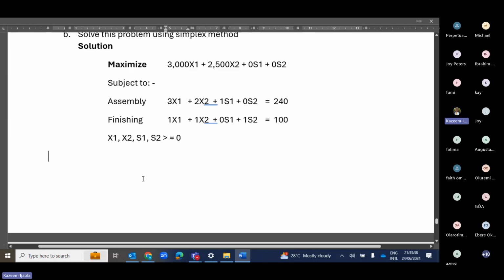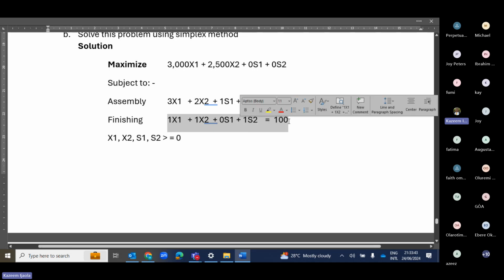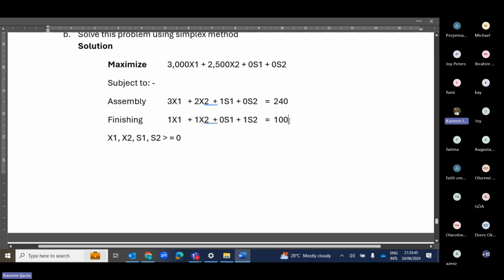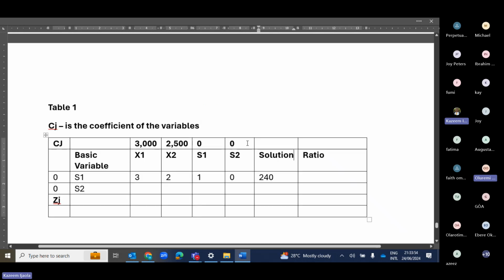Now, for S2, can somebody call out all the coefficients for me, fast, without wasting time? Somebody should call everything for me. 1, 1, 0, 1, 0, 0. Like this. Perfect.